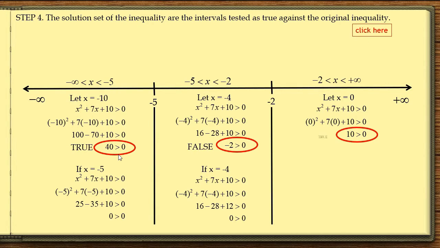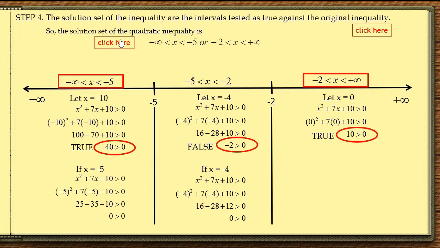Of course, 40 is greater than 0, so it is true. Negative 2 is not greater than 0, so it is false. And 10 is greater than 0, so it is also true. So the solution set of our inequality is the interval where we tested true. By writing these two intervals and placing "or" between them, this is now our solution set. X could be less than negative 5 or greater than negative 2.